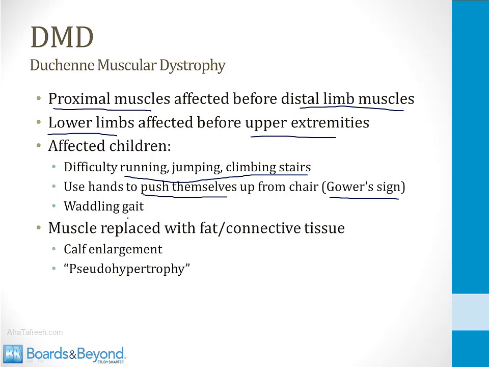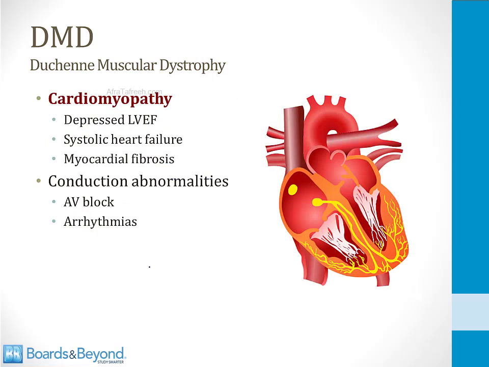In addition, they are classically described as having a waddling gait. Basically, they are using the lower parts of their legs to waddle because the upper parts of their legs have become weak. And then finally, the muscle eventually becomes replaced with fat and connective tissue, and this can result in apparent enlargement of the calf. This is called pseudohypertrophy. Many children with Duchenne muscular dystrophy eventually develop a cardiomyopathy.